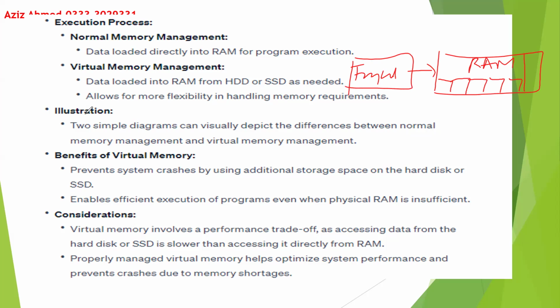It says data loaded directly to RAM for program execution. If you talk about the processor, this is the processor. Program execution means the processor will execute that program, so it will pick from RAM. The processor always picks data from RAM: data, application, and instruction. These three things come into the RAM. Got the point?